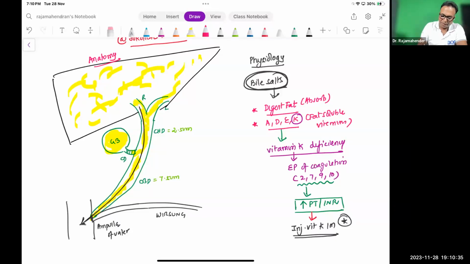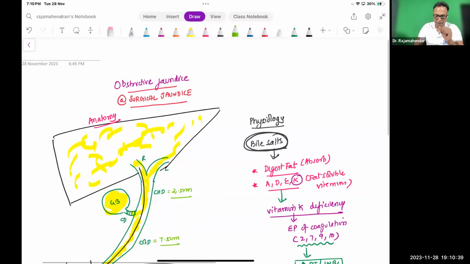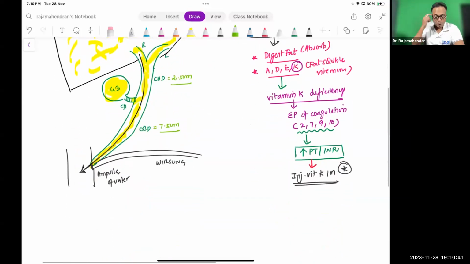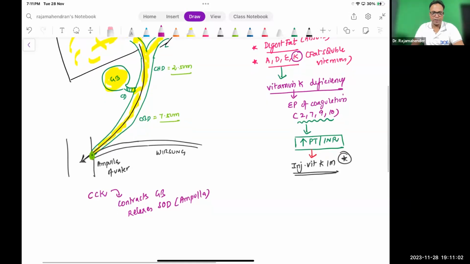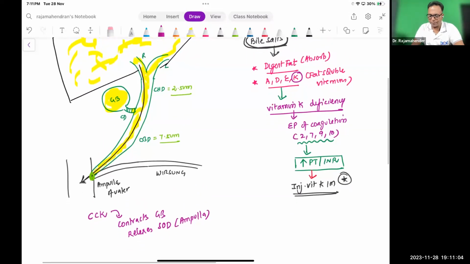The common hepatic duct is 2.5 centimeter, the bile duct is 7.5 centimeter, and there is the ampulla of Vater, which is relaxed by whom? Who relaxes the ampulla of Vater? Cholecystokinin contracts the gallbladder and relaxes the sphincter of Oddi in the ampulla. The sphincter of Oddi in the ampulla is relaxed by cholecystokinin. So this is a very basic physiology you should not forget.